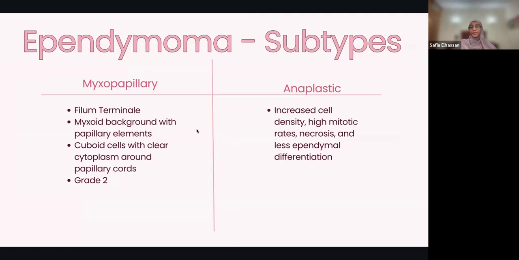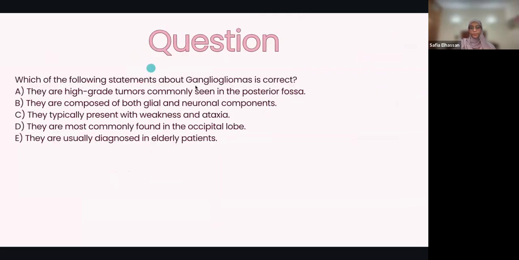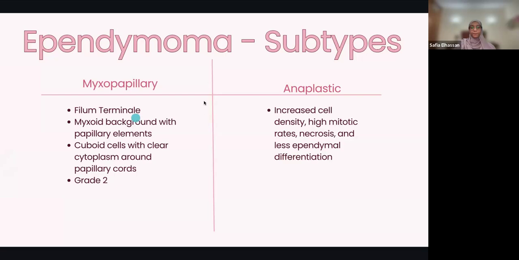This is in comparison to the anaplastic one. So the anaplastic is a little bit more concerning because it has more cell density, high mitotic rates, necrosis, and less ependymal differentiation. So there aren't any pictures that you guys have to know for these 2. Just make sure you know the different keywords for the different subtypes. Is that clear? Everything about ependymomas?